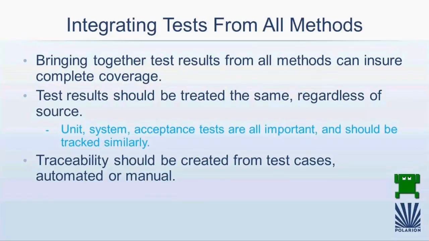But there's still test results. Why is a test result that comes from Squish any more or less important than a test result that comes from one of our manual testers, right? They both report a defect, or they both report the lack of a defect, as the case may be. So it doesn't really matter where they come from. Everything needs to be tracked. Everything needs to be traced. And having a centralized tool that can bring all those results in together is very important.